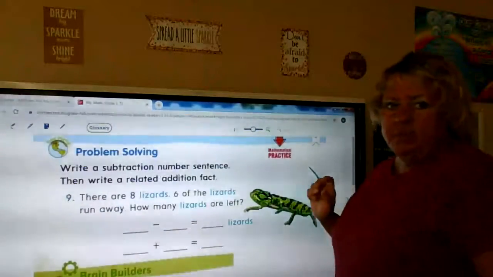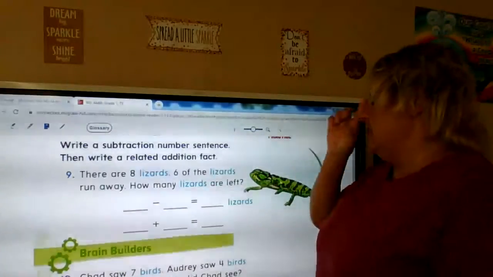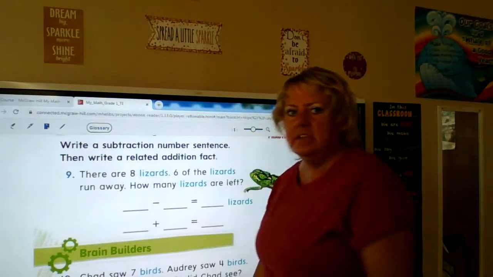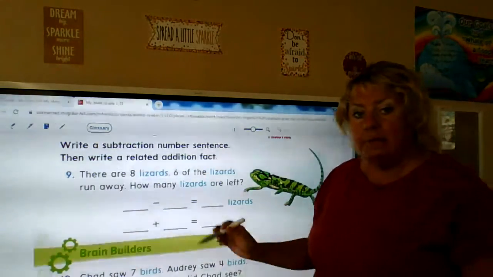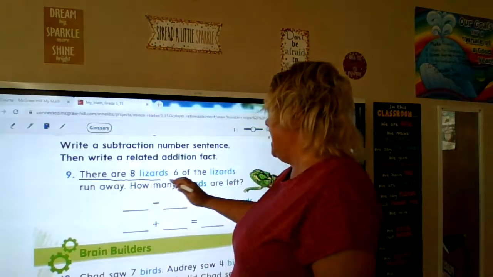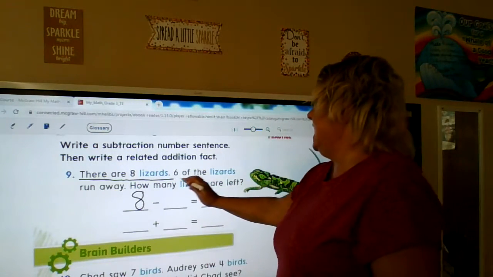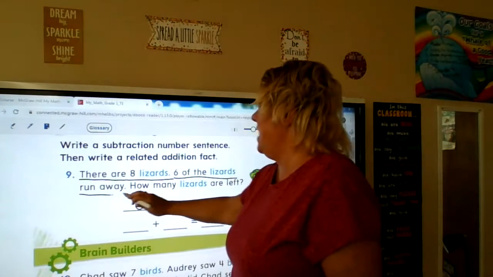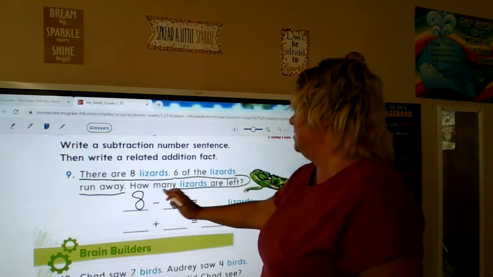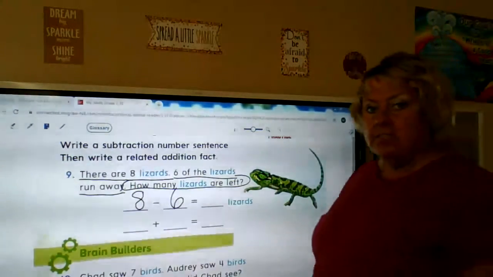Okay, we're ready for the back. Write a subtraction number sentence, then write a related addition fact. This is a story problem, a word problem, so we're going to underline what we know. There are 8 lizards, so I'm going to write in 8. 6 of the lizards run away. Minus 6. How many lizards are left? We're going to circle what we need to find out.